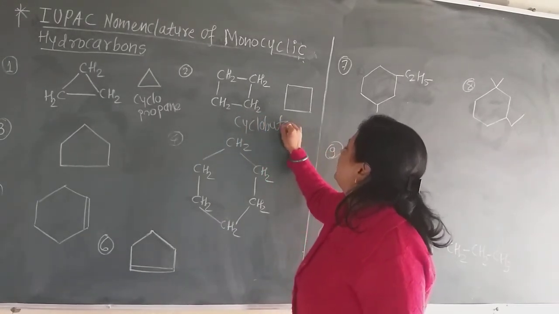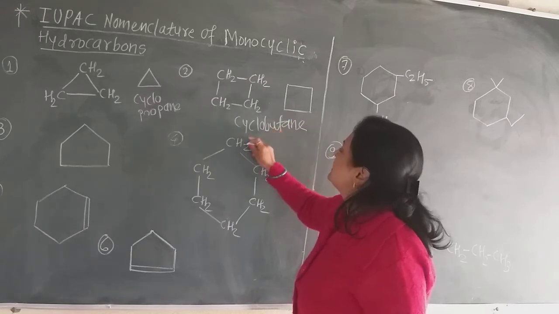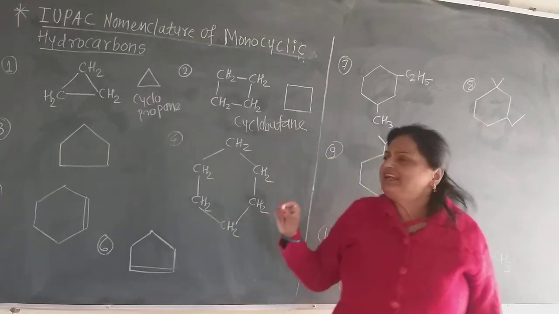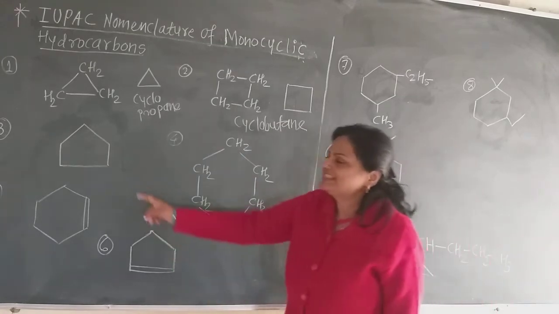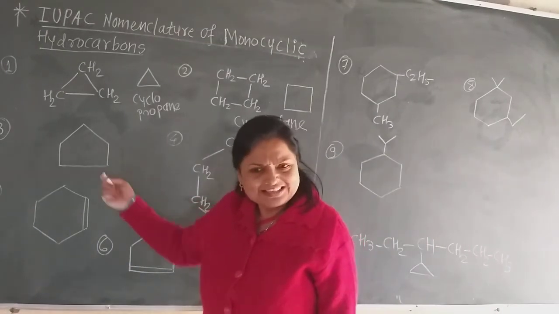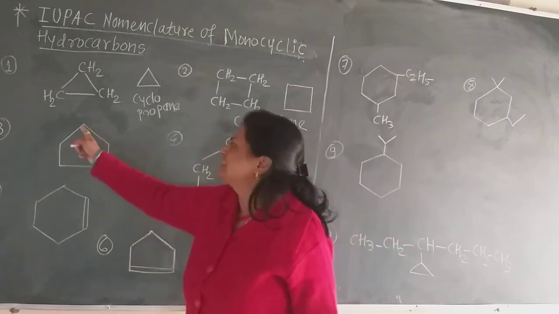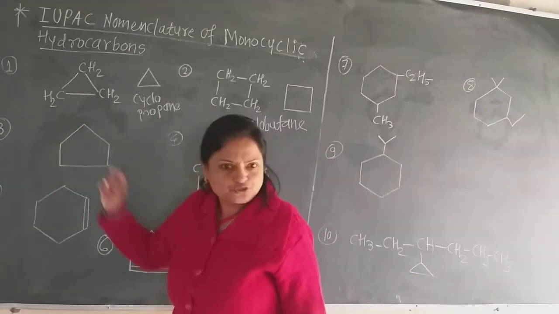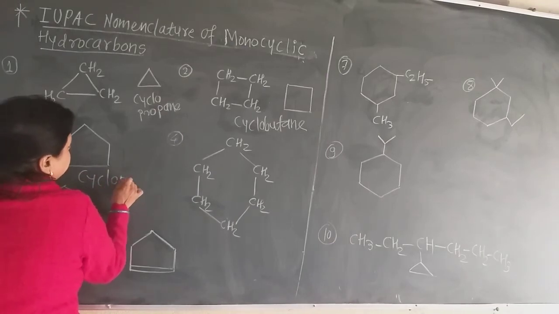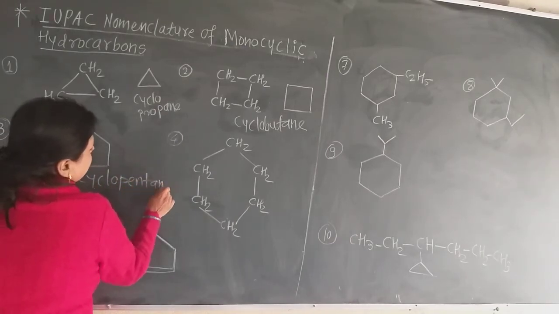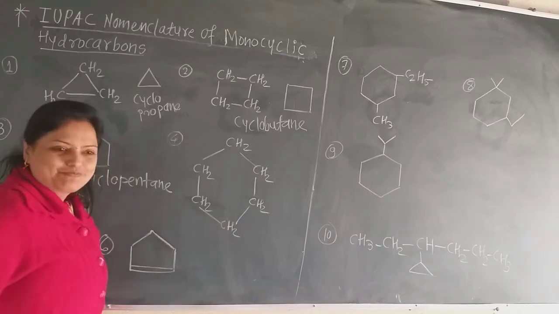Cyclobutane. Now only write the cyclo word and then write down the parent alkane name. Now what will this be? Cyclopentane, because here CH2, CH2, CH2, CH2, CH2 is there. So this is the cyclopentane. Then what will be the name of this compound?